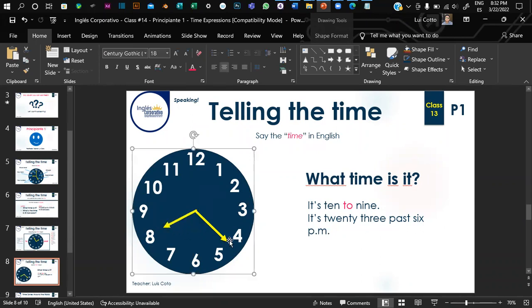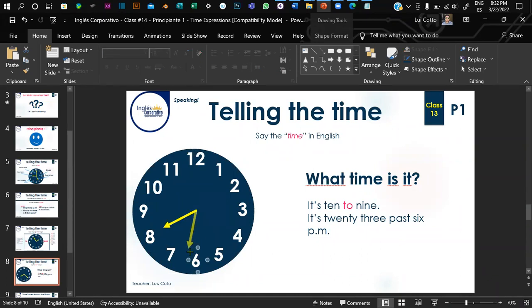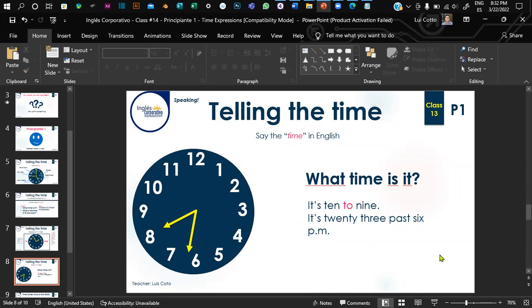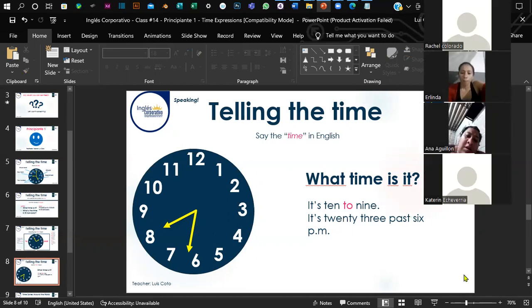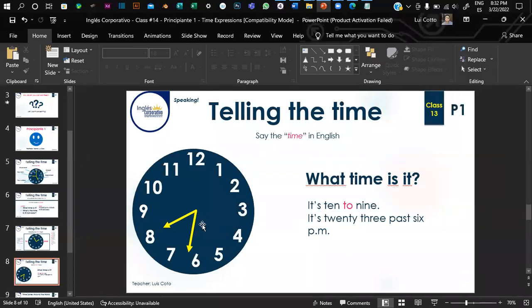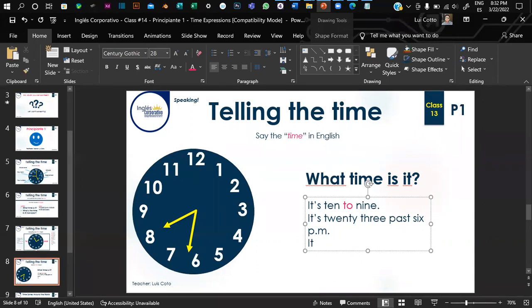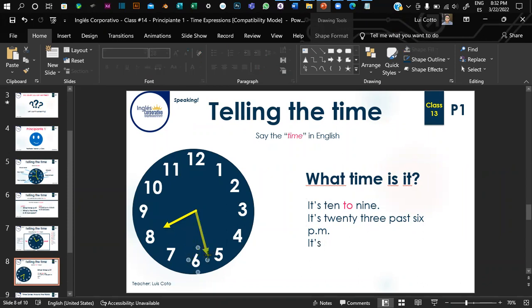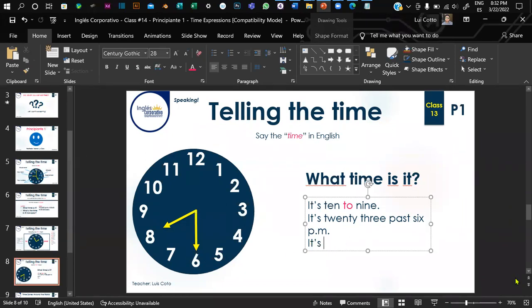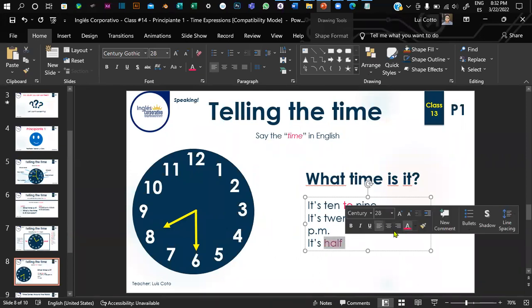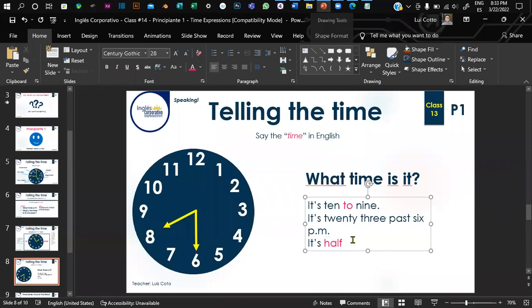What about in this moment? What time is it in this moment? In this moment, right now. Come on. Which one? Twenty-eight. It would be here. Okay. 30. Okay, let's place it there. Pongámoslo ahí. Okay, it's half. Okay, you can say half. It's another option. Half is in the middle.